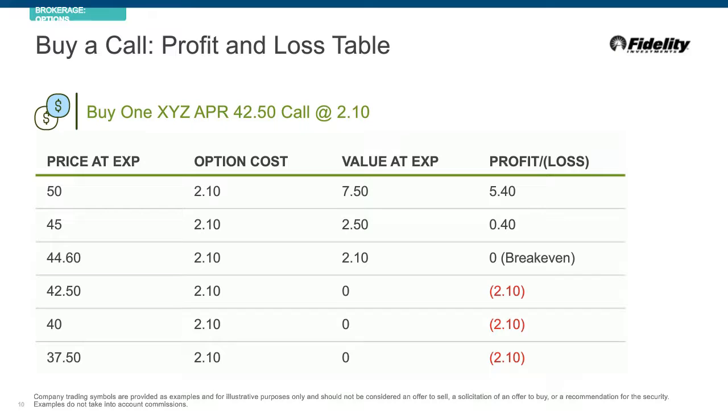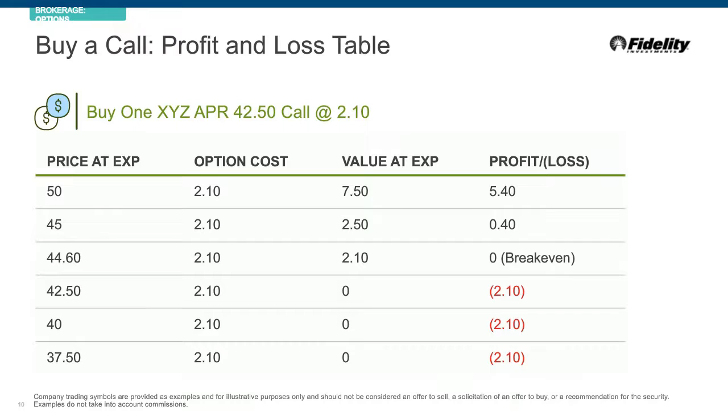The next column we have is, given the price at expiration, what would the value of the option be? And then our last column, the rightmost column, is the summation between the cost of the option and the value of the option. So the value of the option is a positive value, the cost, of course, a negative value, and that gives us our profit or loss on the trade. So let's walk through some of these examples.